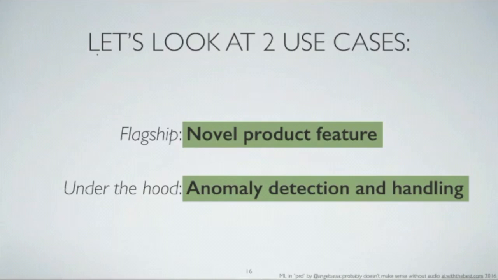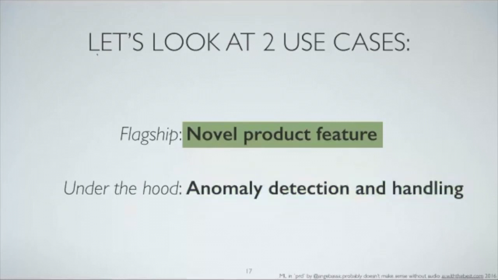One is I'll discuss this flagship product feature that we have in our software, so that the customers are really happy when it works, is sort of the mentality. And the second one is something that happens under the hood. So we're going to talk about anomaly detection and handling. And in here, customers are really upset when it doesn't work. So where the benefit to the customer and how we hear that message translated is very different among these 2.